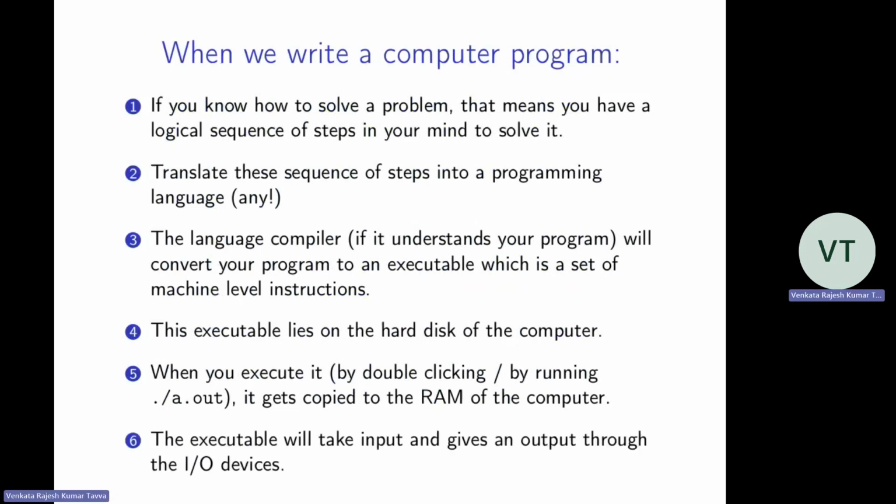The executable will take input and give an output through the IO devices. So this is the black box. All the operation, execution, and information processing is happening like this. You're giving a program. Even to execute that program, there should be some other program which translates your high-level program into a low-level program. This low-level program will now act as a black box, which takes an input from you and gives an output. So this is the complete picture of the relation between high-level and low-level processing computation in a computer.